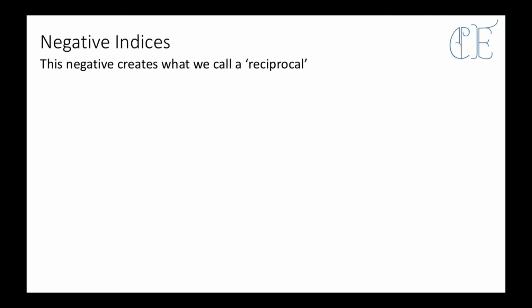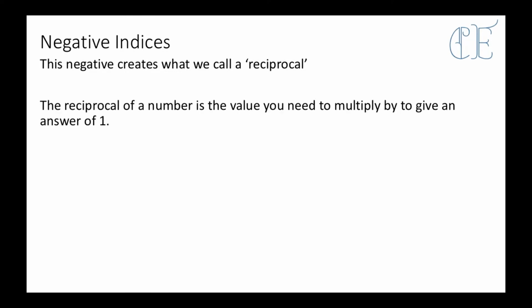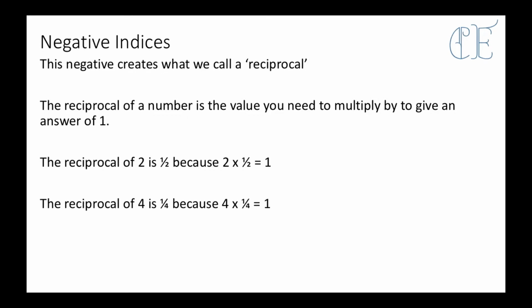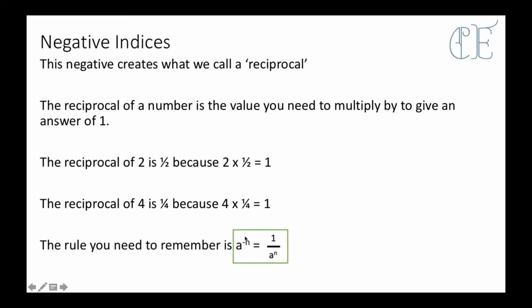Having a negative sign creates what we call a reciprocal. The reciprocal of a number is the value you need to multiply by to give an answer of 1. So the reciprocal of 2 is a half, because 2 times a half is 1. The reciprocal of 4 is a quarter, because 4 times a quarter is 1. So the rule you need to remember here is anything to the minus of a power is going to be 1 over, and then that number to that power without the negative.